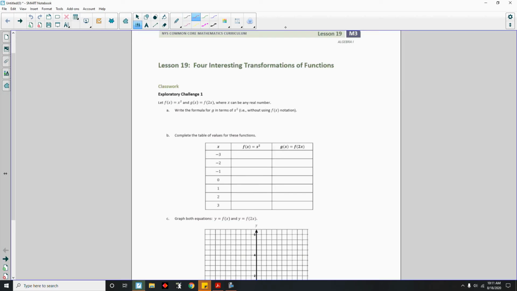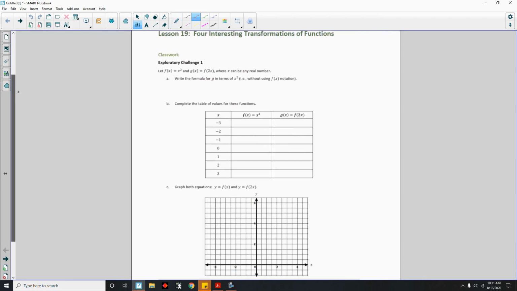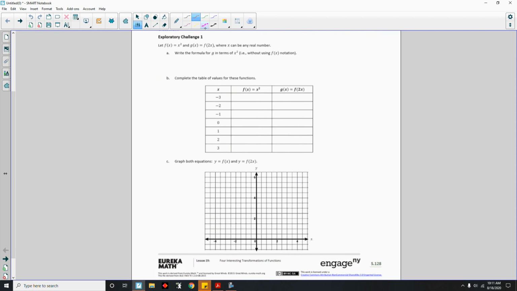Okay, welcome to lesson 19.4, interesting transformations of functions. Classwork. Exploratory challenge. Let f of x equal x squared and g of x equal f of 2x, where x can be any real number. Write a formula for g in terms of x squared, i.e. without using f of x notation.